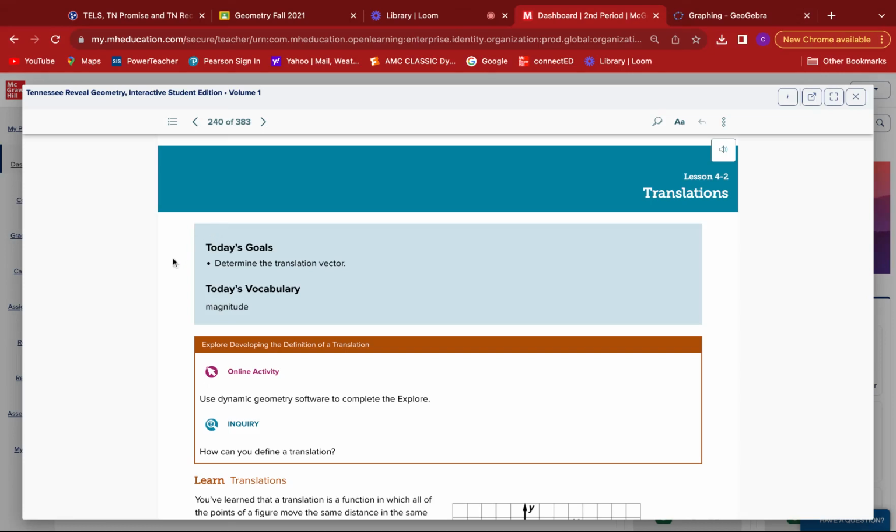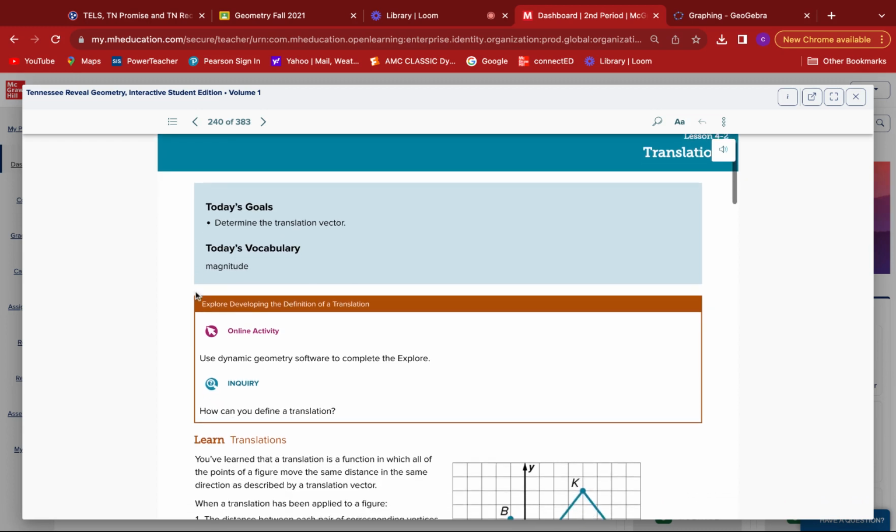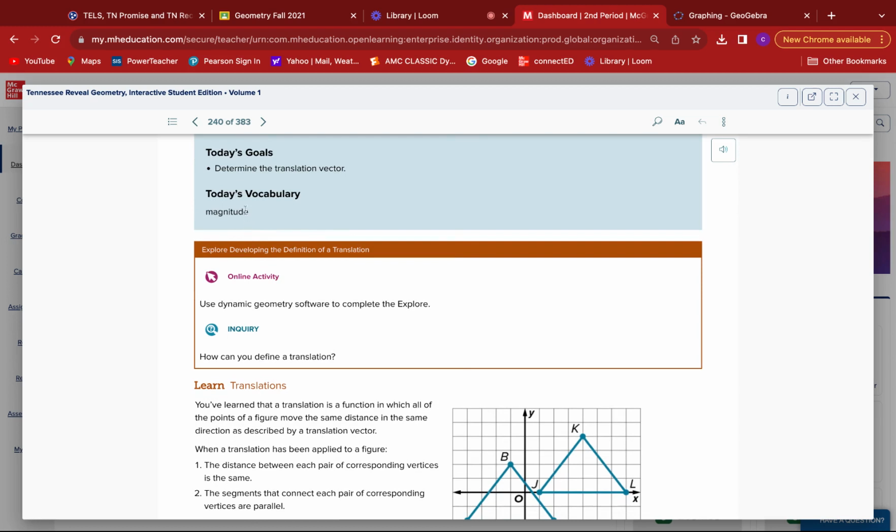All right, everybody, we are in Tennessee Reveal Geometry, and this is lesson 4.2, which is on translations. And a translation is basically taking a figure and shifting it somewhere, shifting it up, down, left, right, or a combination of all of that. All right, so it looks like we're going to be talking about probably a vector if they're giving us, well, there it is right there, magnitude.